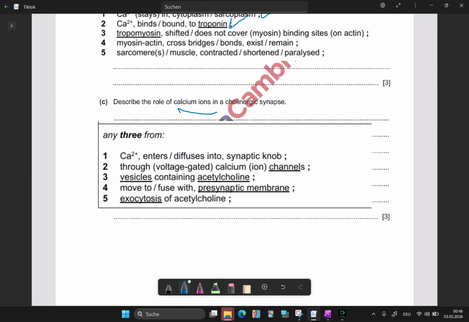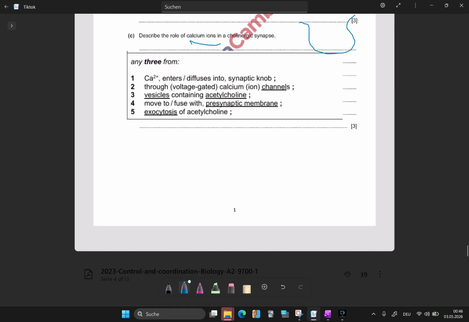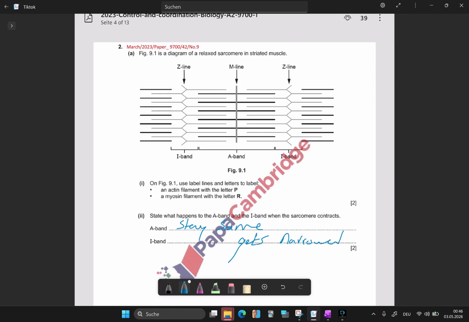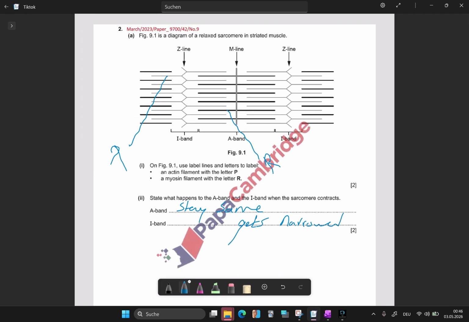So calcium ions obviously are needed for the vesicles to move outside. So honestly, this is an easy part. Okay, here he wants us to label actin filaments. So this is the actin, it's the light part. Okay, so that's P. And then he wants us to label the myosin. It's the dark part here, which is the R. And as I said, the H and the I bands contract or get narrower, where the A band stays the same.